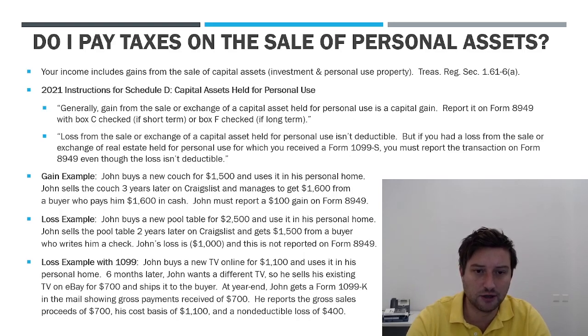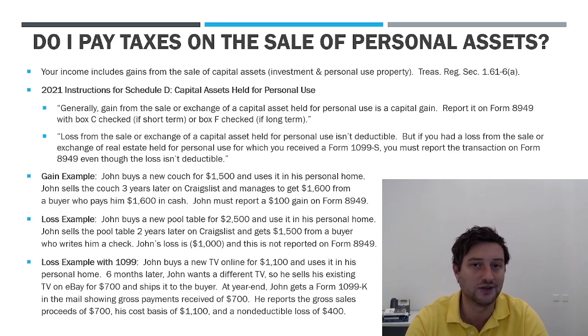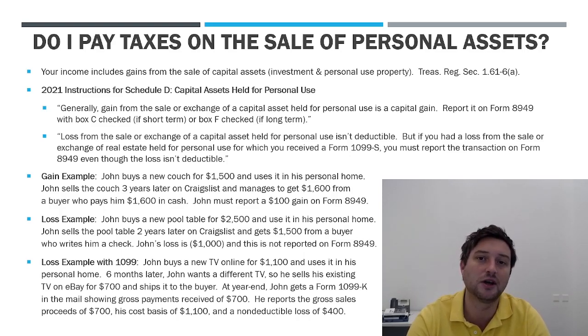Okay, now just to reiterate there, personal use items, if you sell them, no loss deduction, but if you hold property for investment purposes and then sell it, you can take capital losses. So if you're holding stocks, bonds, or real estate that's just for investment purposes, so you don't live in it, it's not your vacation home, it's just an investment asset, if you sell that for a loss, that's a capital loss, you can deduct that, but personal use items are not deductible. So let's look at gain and loss examples and then how the 1099-K comes into play here.